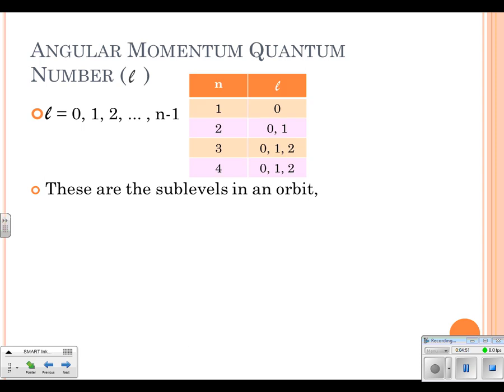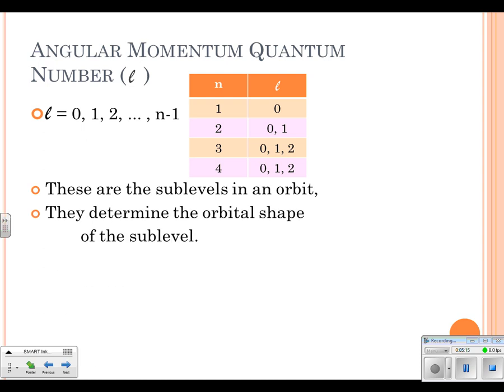So here's a little chart. If n equals 1, L can go up to n minus 1. So n minus 1 would be 0, so L would just be 0. It's going to go from 0 up to n minus 1. If n equals 2, L is going to be 0 or 1. If n equals 3, L is going to be 0, 1, or 2. The number it stops at is going to be n minus 1.